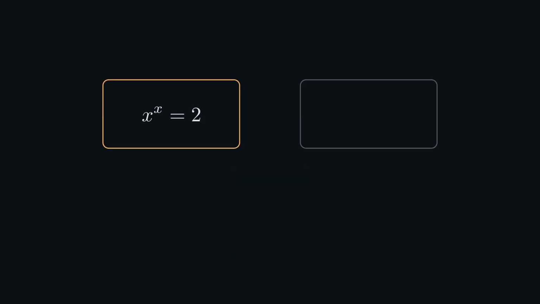I have two equations on my desk tonight, and I am not allowed to use a calculator. The first one, x to the power of x equals 2. What number raised to itself gives 2? The second one looks friendlier. 2 to the power of x equals x squared. By the end of tonight, I want every solution to both.